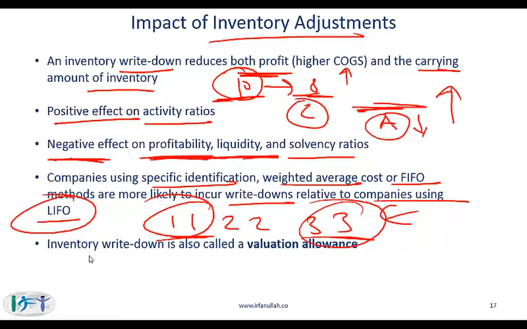Now, something for you to remember: this inventory write-down is a valuation allowance. You might recall from level 1 the concept of a contra account. A contra account is something that reduces the value of an asset, just like depreciation is a contra account which reduces the value of long-lived assets. Similarly, the inventory write-down is called a valuation allowance, and this reduces the value of inventory on the balance sheet.